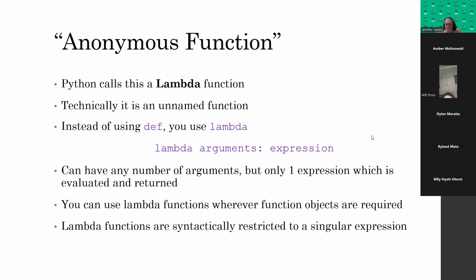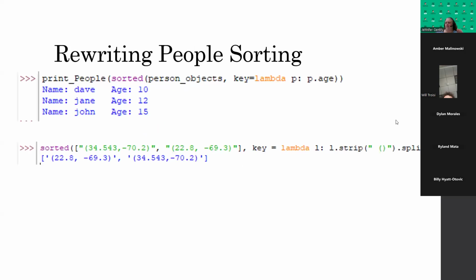Okay, so let's take a look. If I look back at my people that I did before, if I say sorted person objects, key equals lambda, so I'm going to send a lambda function, p, p.age. It's going to take in a person object and return the age of the person. That's what it's going to compare.